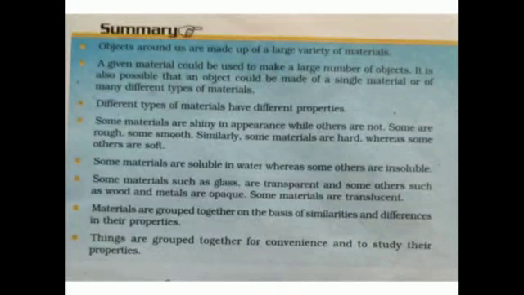Some materials are shiny in appearance while others are not. Some materials are shiny, which exhibit shine, and some are dull. It means they will not shine. Some are rough and some are smooth. Similarly, some materials are hard, whereas some are soft.